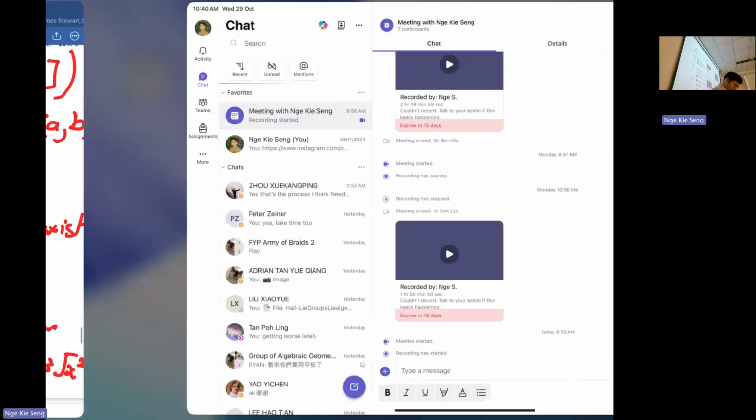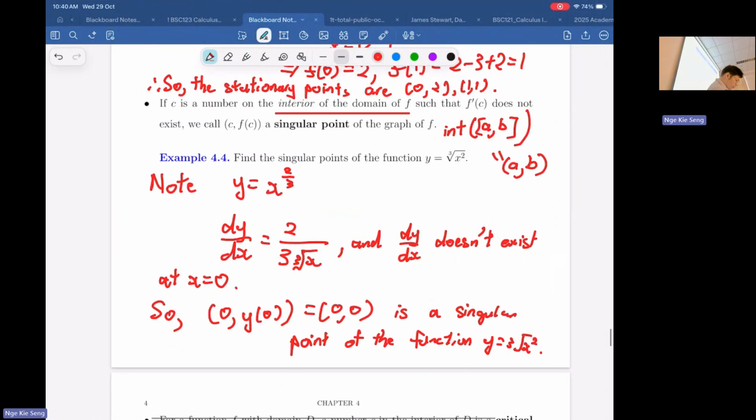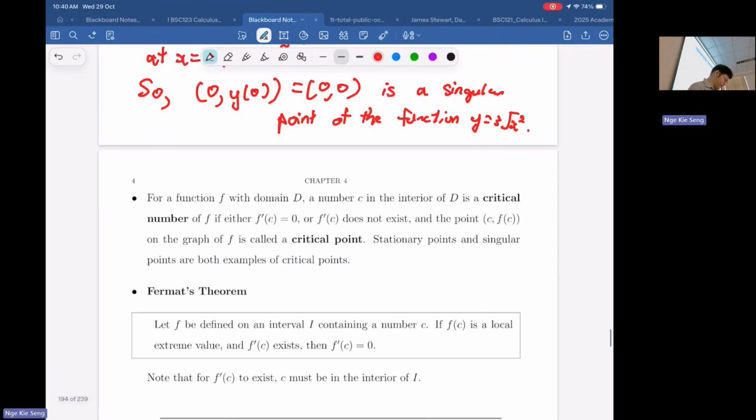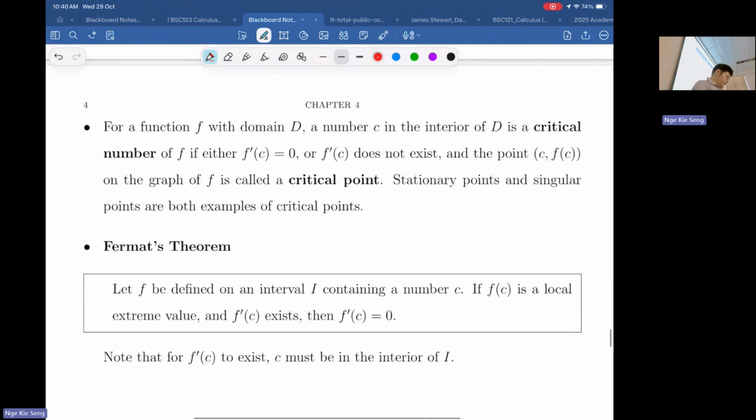Okay, so there are two ideas here: stationary points and singular points. These two ideas you should keep in your mind. We're going to use them now. Apart from these two points, there's another point called a critical point. So what's a critical point here? These are the points where f prime c is 0 or it doesn't exist. Critical points include stationary points and singular points.